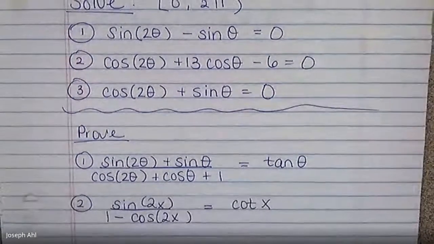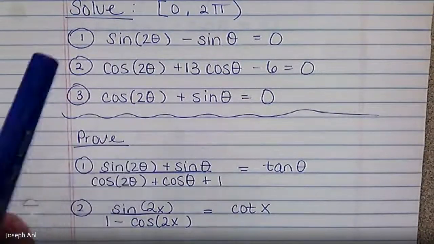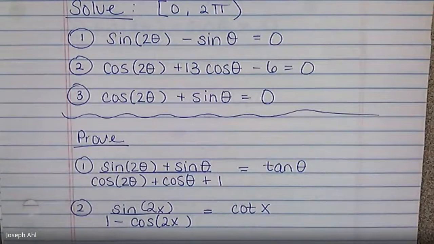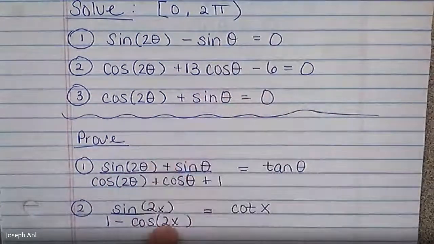Now, if you're feeling pretty confident about identities, in theory, at this point, you could hit pause, copy these 5 examples down, and try them on your own if you want to challenge yourself. If you're like, well, I'm not quite there yet, then stay tuned, and we're going to go through the solutions to each of these in the video right now. We're going to solve the equations over the interval 0 to 2 pi. The identities we'll prove at the end of the lesson.